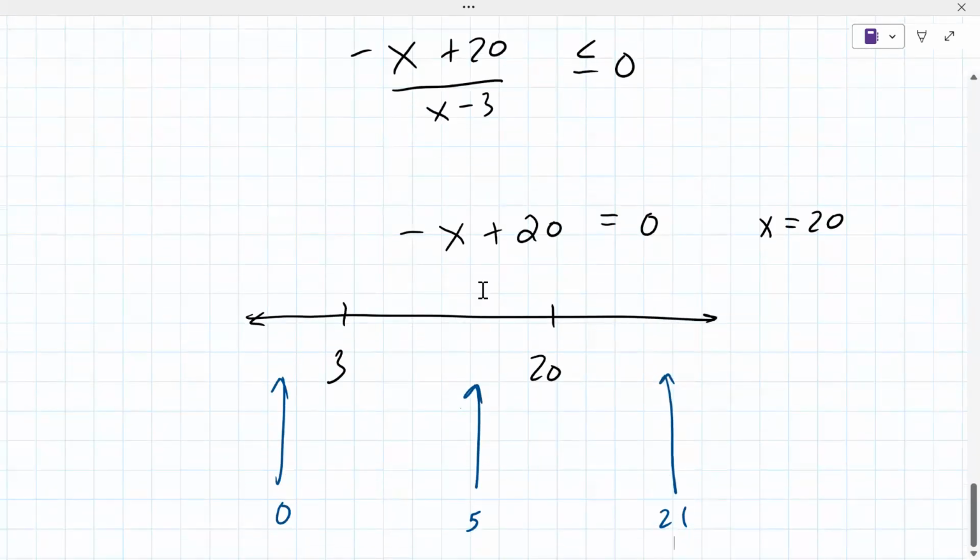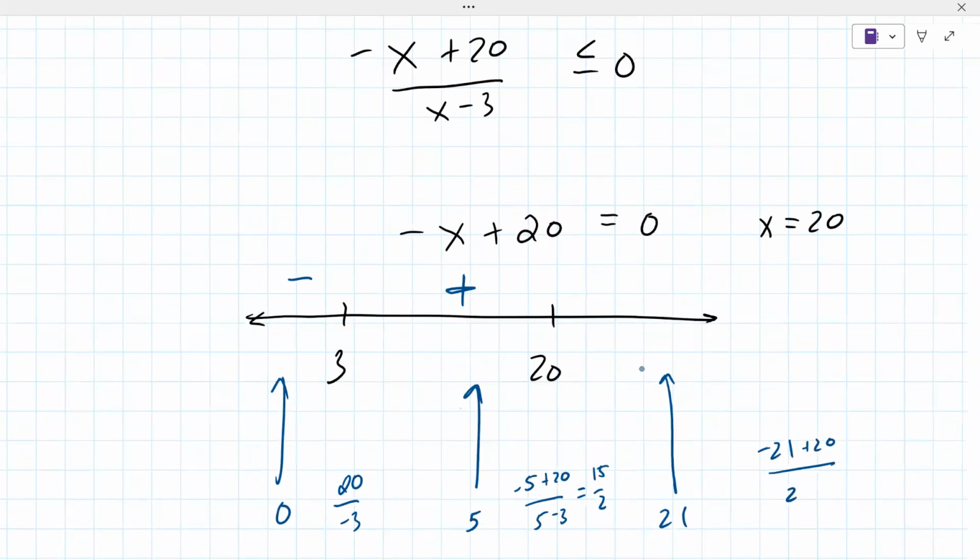So now, when you put 0 in for the first one, you get 20 over negative 3, which is negative. It's a negative number. The 5 becomes minus 5 plus 20 over 5 minus 3 becomes 15 over 2. That's positive. And while they may look like they always alternate, just be careful. Could be the exception. So this is negative 1 over 18, which is negative.